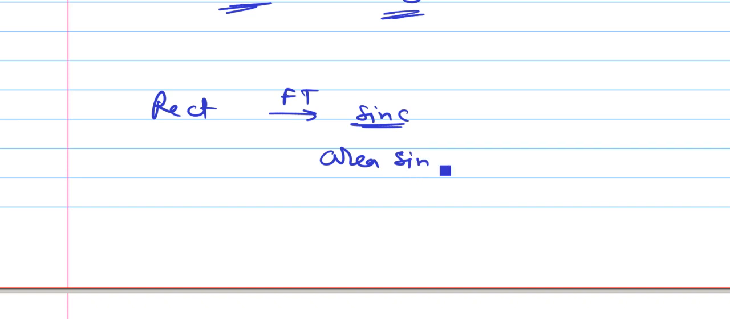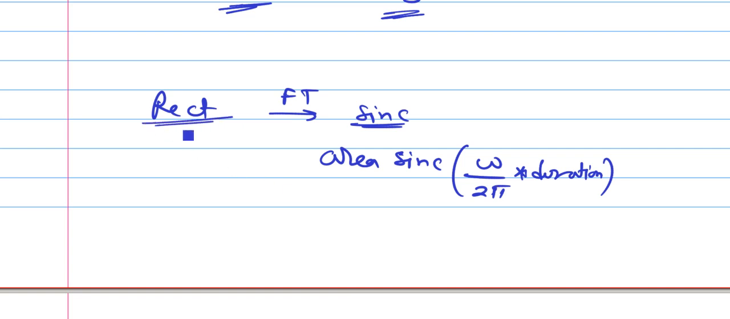The first point: the rectangular function has Fourier transform sinc, okay. And how is this sinc? Area of rectangle into sinc of omega by 2 pi into duration, okay. If you always remember this, you will never make any mistake whatever your rectangular function is. You just have to see the area of that rectangle, you just have to see the duration, and accordingly you can give this answer. Your answer will never be wrong.